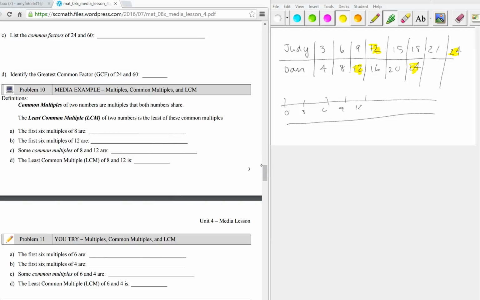Okay. Then we look at multiples, common multiples, and least common multiple. Okay. Have them list out some multiples of 8 and 12, so that's similar to what we did here, but it's not in context. Okay. Find some common multiples and then find the least common multiple.